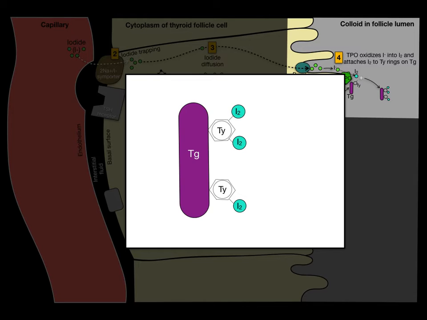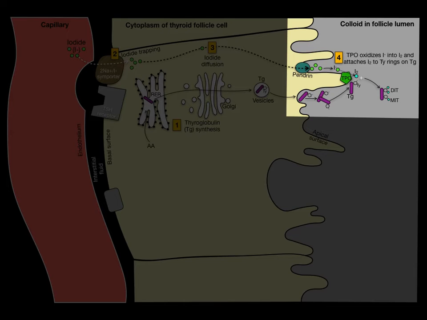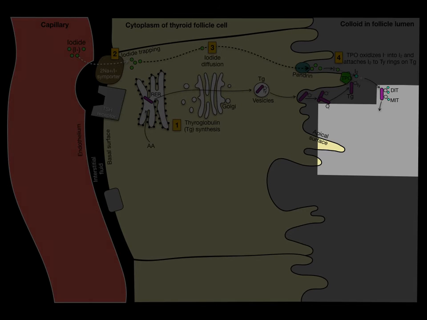Now let's blow this up a little bit more. In purple, thyroglobulin or TG, and you see these two tyrosines, two of 70 that are on this thyroglobulin. Notice there's one iodine. That's called a monoiodotyrosine, which we abbreviate MIT. And the other one, there's two iodines. We call that diiodotyrosine, or DIT for short. Now let's go back to the picture, and you can see DIT and MIT, only a couple of the 70 that would be on that thyroglobulin molecule.